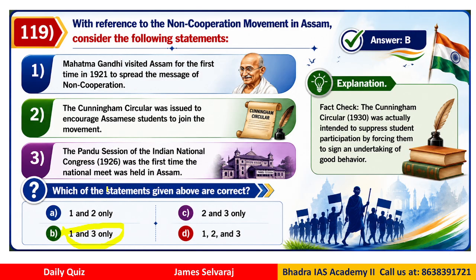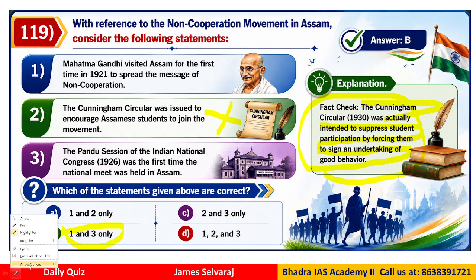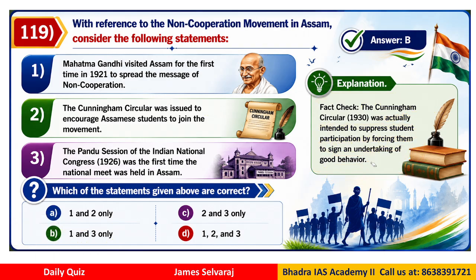So what is the problem with statement 2? The Cunningham Circular was actually intended to suppress student participation by forcing them to sign an undertaking of good behavior so that they would not join the movement. That was the whole idea. So statement 2 is definitely wrong. It was not to encourage the students, but rather to discourage the students from joining the movement.